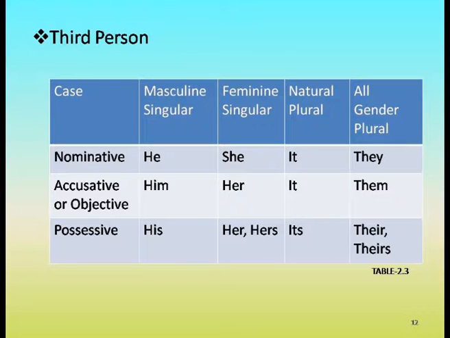Possessive case: masculine singular, his; feminine singular, her and hers. Neuter singular, it will be its. All gender plural, it will be their or theirs.